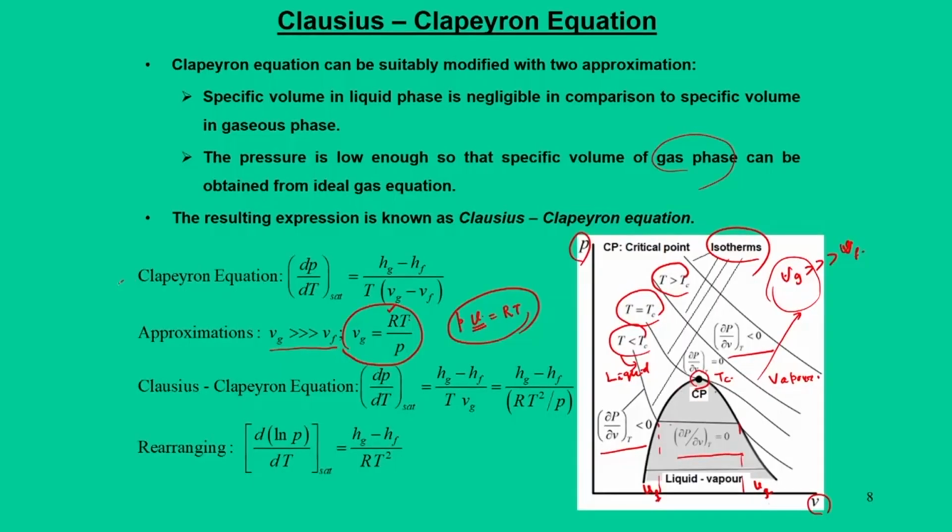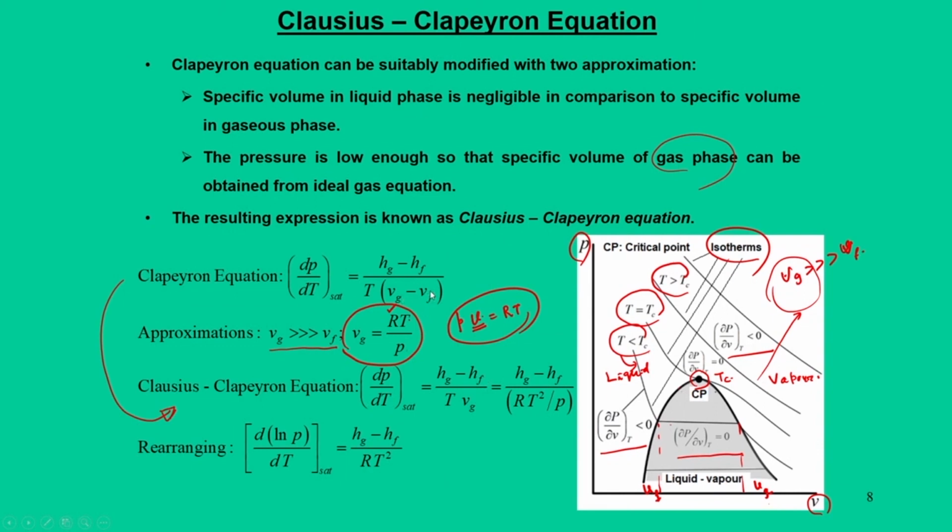Now when you make these approximations, we find the Clapeyron equation gets modified to another expression, which we call the Clausius-Clapeyron equation. We say that dP by dT saturated becomes Hg minus Hf.